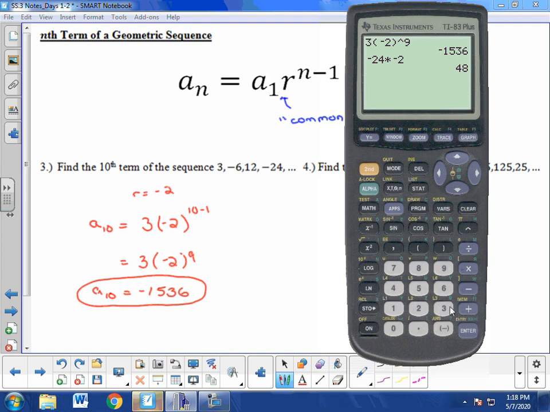Yes, so that's the fifth term times negative 2. That's the sixth term times negative 2. That's the seventh term times negative 2. That's the eighth term times negative 2. That's the ninth term times negative 2. And there's our 10th term. So these two match up. This is just a little bit shorter calculation for finding the 10th term.